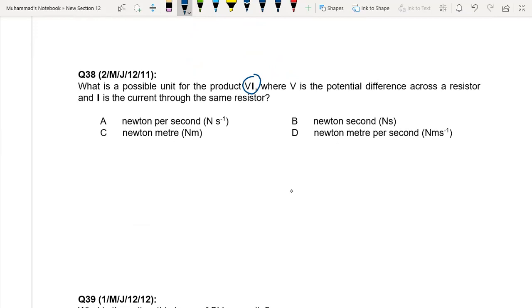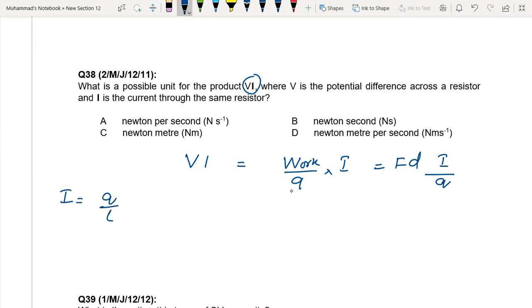All units are a mixture of derived and base units. So let's simplify this. VI, and V is defined as work done per unit charge Q, times I. Okay. So work is F into D, and this I over Q. You know that I is Q by T.